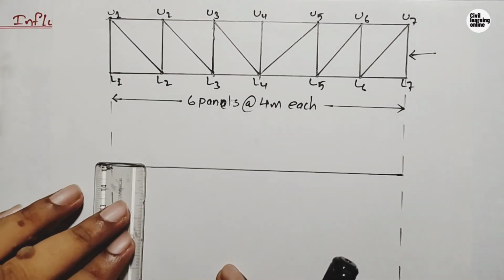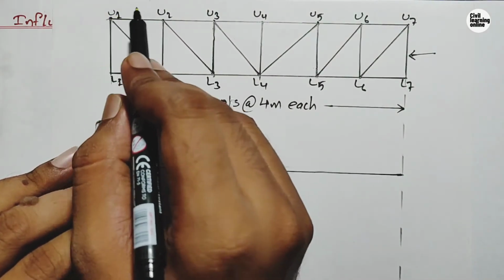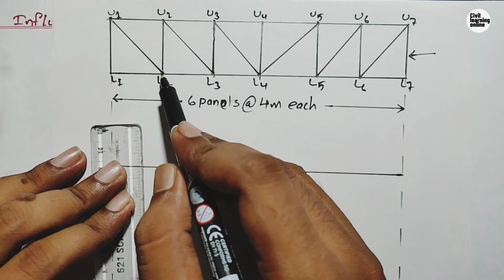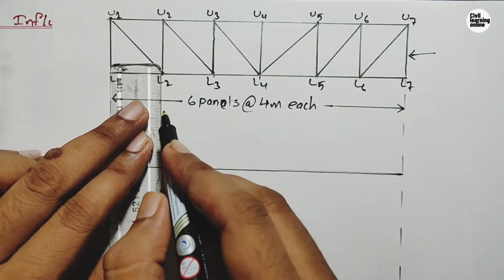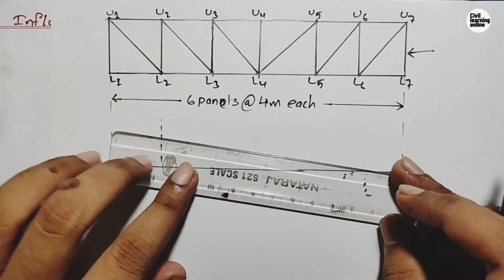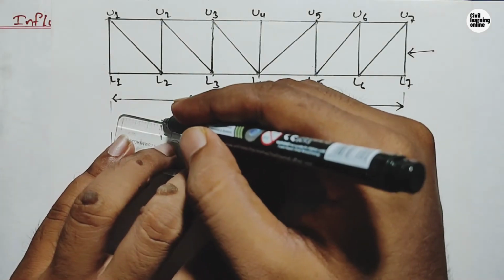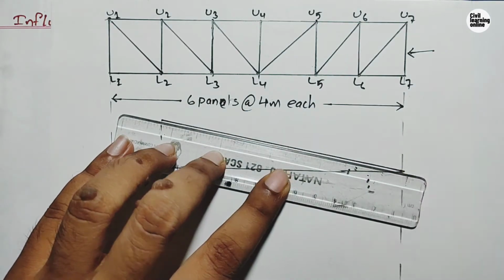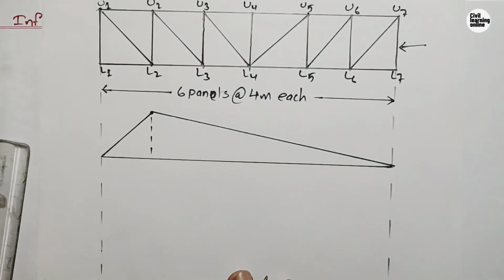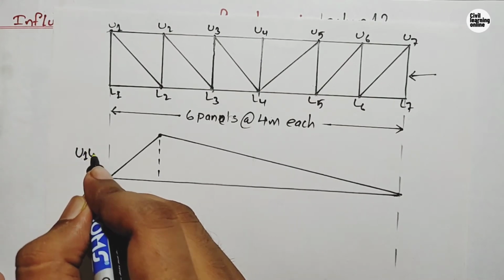After drawing the straight line, see here guys, u1 and u2 means the load on u1 and u2 will be transferred through this diagonal and this vertical member, and it will reach up to l2. So what we need to do is draw a dotted line at l2 and join the line. And congratulations, you have drawn the influence line diagram for the upper chord member u1, u2.